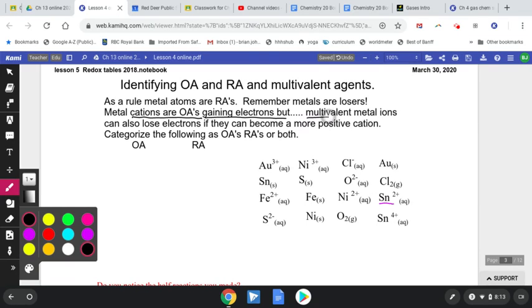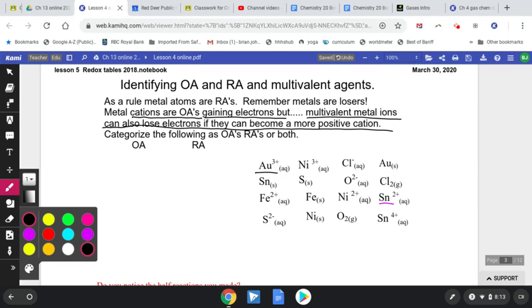But the multivalent metal ions can lose electrons and become more positive, or gain electrons and become neutral. So you've got to watch out for those. They're sort of like double agents. They will both gain and lose electrons. Okay, so categorize the following as oxidizing agents, reducing agents, or both.